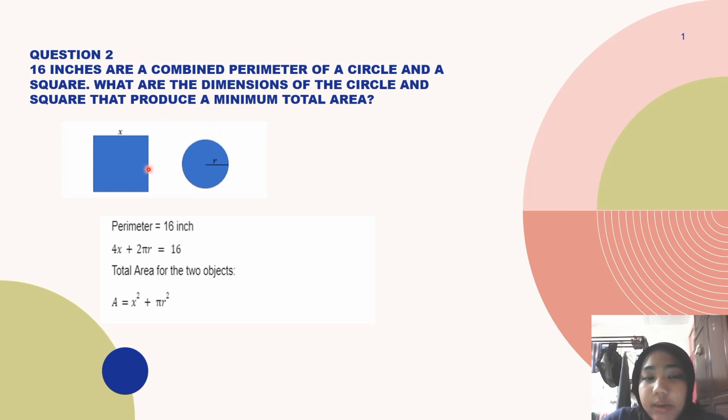First, I represent the circle as well as the square. The side of the square is x, and the radius of the circle is r. The perimeter is 16 inches, as given in the question. The perimeter formula is 4x, because the square has 4 sides, plus 2 pi r for the perimeter of the circle, equal to 16. And then the total area for the two objects is A equal to x squared plus pi r squared: x squared for the square and pi r squared for the circle.